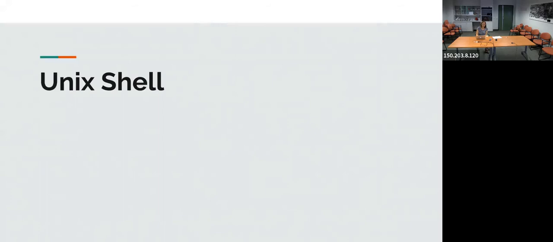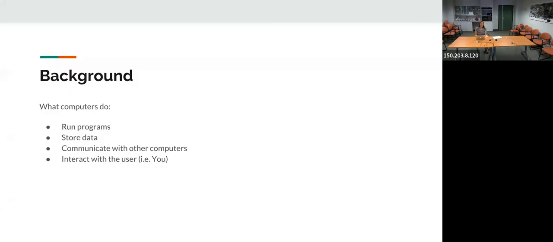So what is a computer? What does a computer do? A computer basically does 4 things. It runs programs. It stores data, it communicates with other computers, and it interacts with the user. That is usually you or whoever is sitting in front of the computer. And the shell is one of the ways that it interacts with the user, but it's also how you tell the computer what you want it to do.